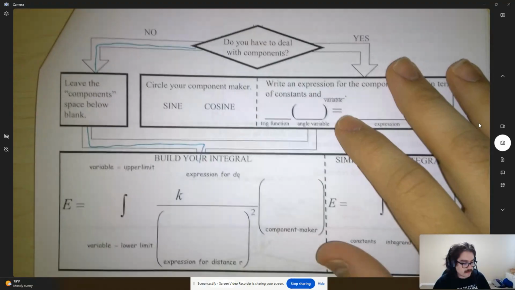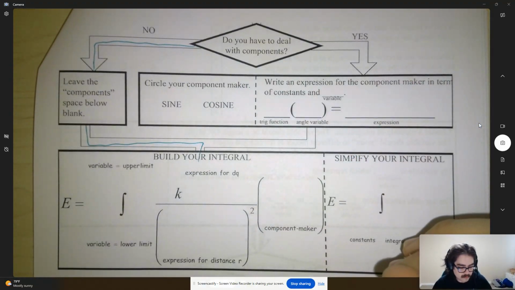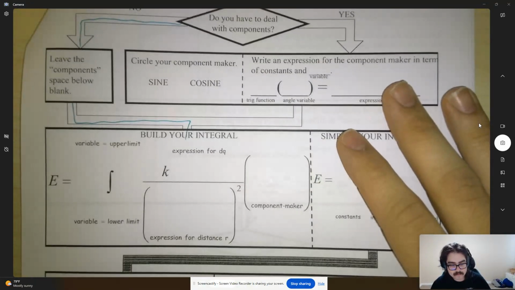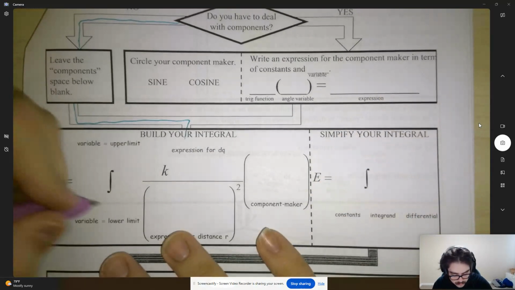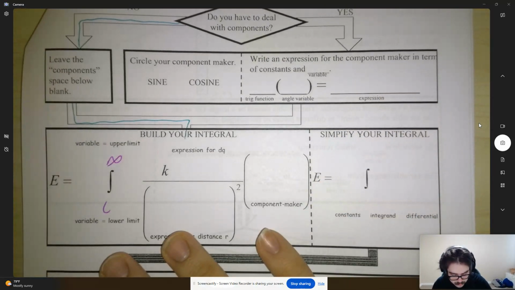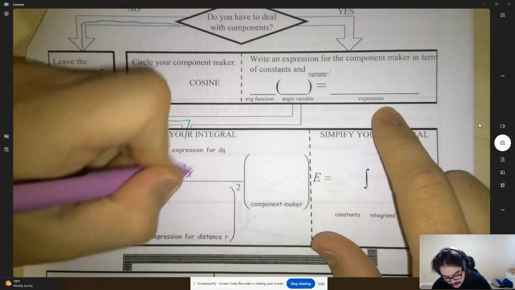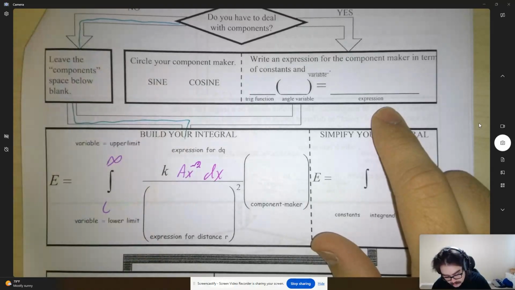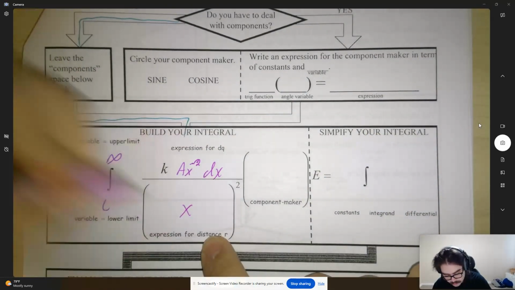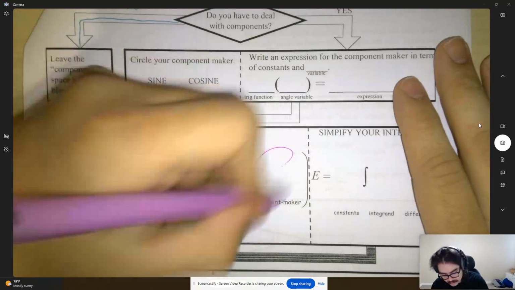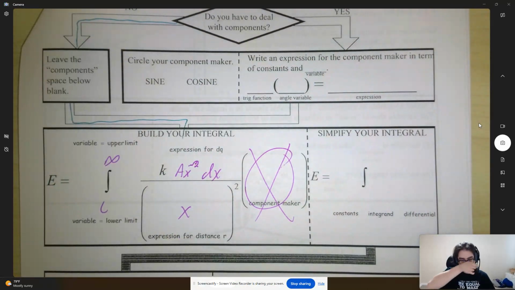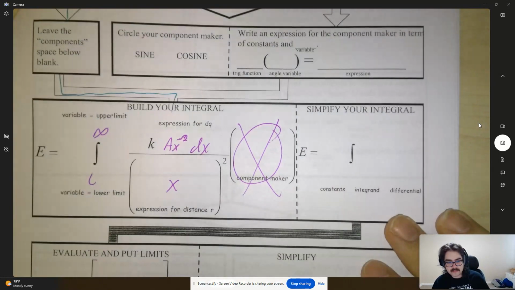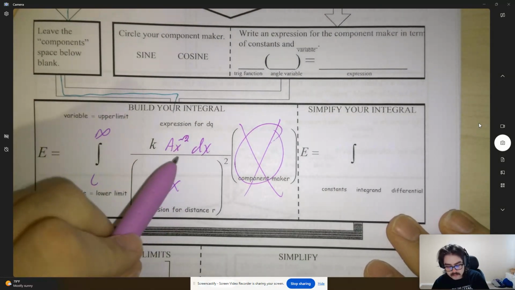Okay, and now I got to put the whole integral together. We're bringing the band back together. I've already said I'm going to go from L to infinity. The expression for dq was a x to the negative second power dx. The expression for r we already said was x, and we do not need any components. No components whatsoever.